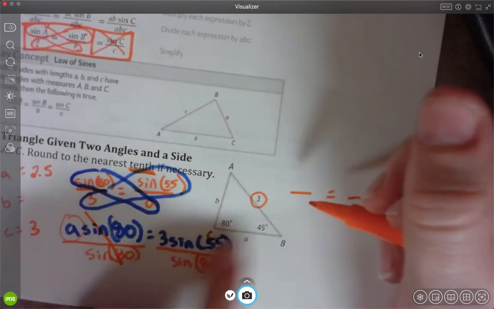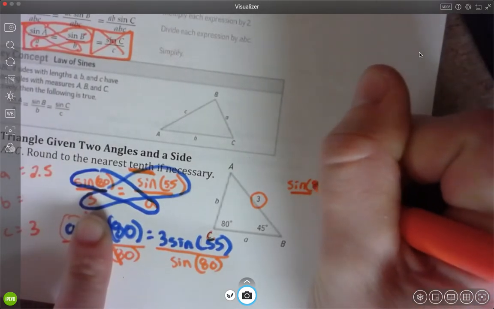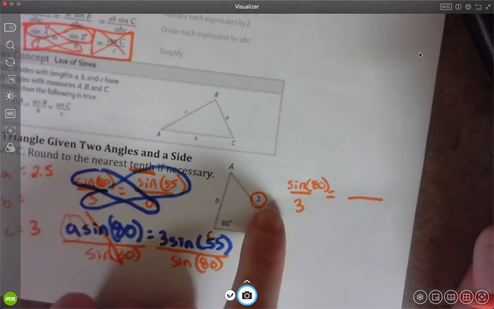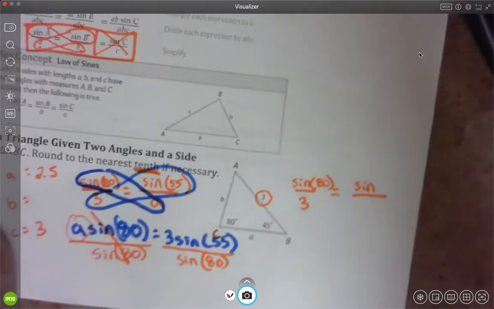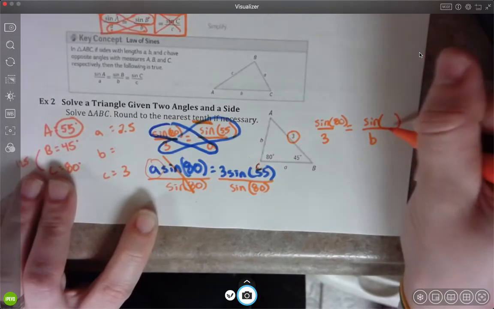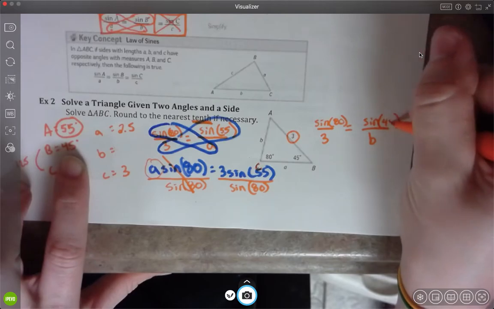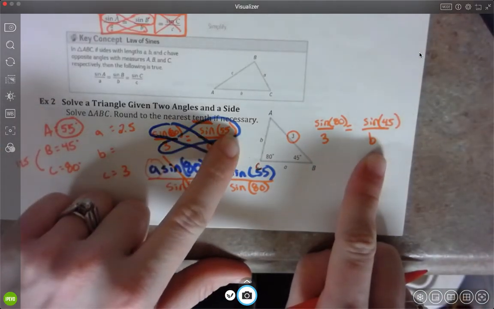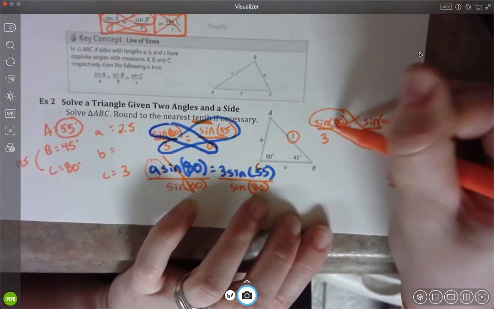And what I can do is this C right here, I had sine of 80 over 3. I can still use that same one to solve for B, except here, if I'm wanting to get little b, what angle are you going to have to put in this spot? He's going to have to be 45 degrees here instead. See how my proportion, the only thing that's changed is I've switched my A out for B. And now I'm going to cross multiply just like I did before.